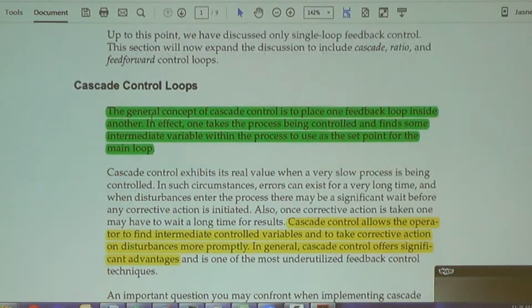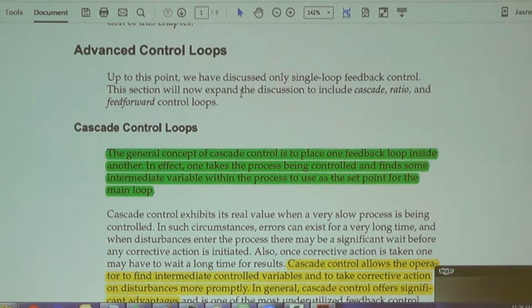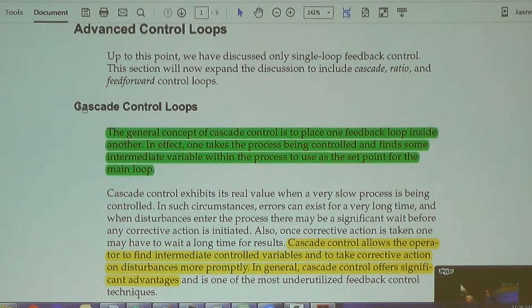So then we come to advanced control loops. The different types of advanced loops are: first is the cascade control loop, and this is an important topic because you would be getting at least a couple of questions on this. The general concept of a cascade control is to place one feedback loop inside another. In effect, one takes the process being controlled and finds some intermediate variable within the process to use as a set point for the main loop. So the inside loop provides the set point for the outer loop.